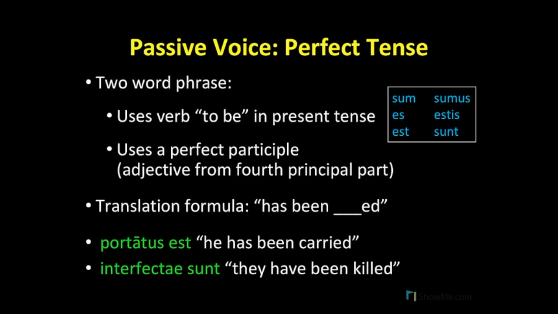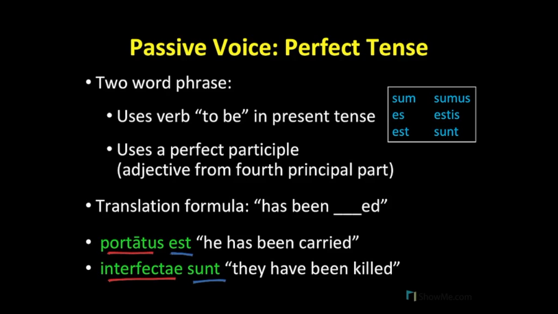Let's glance back at our two verbs from before, portatus est and interfectae sunt. Notice the participle in both examples, portatus and interfectae. Notice also the form of the verb to be, est and sunt.